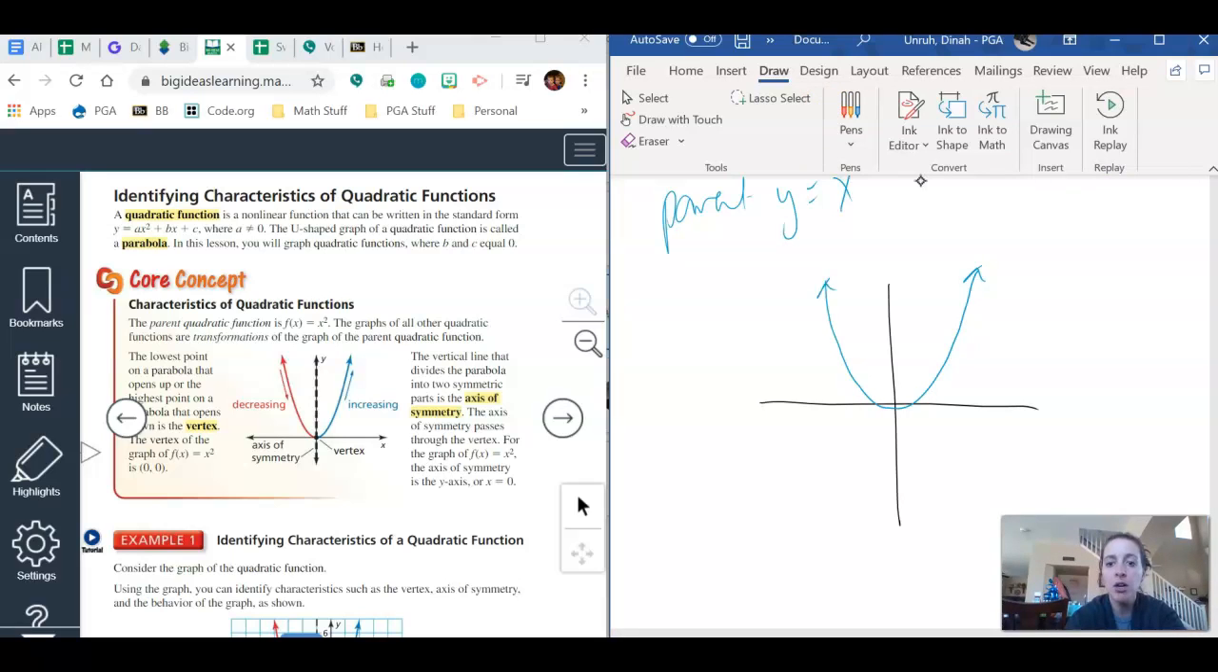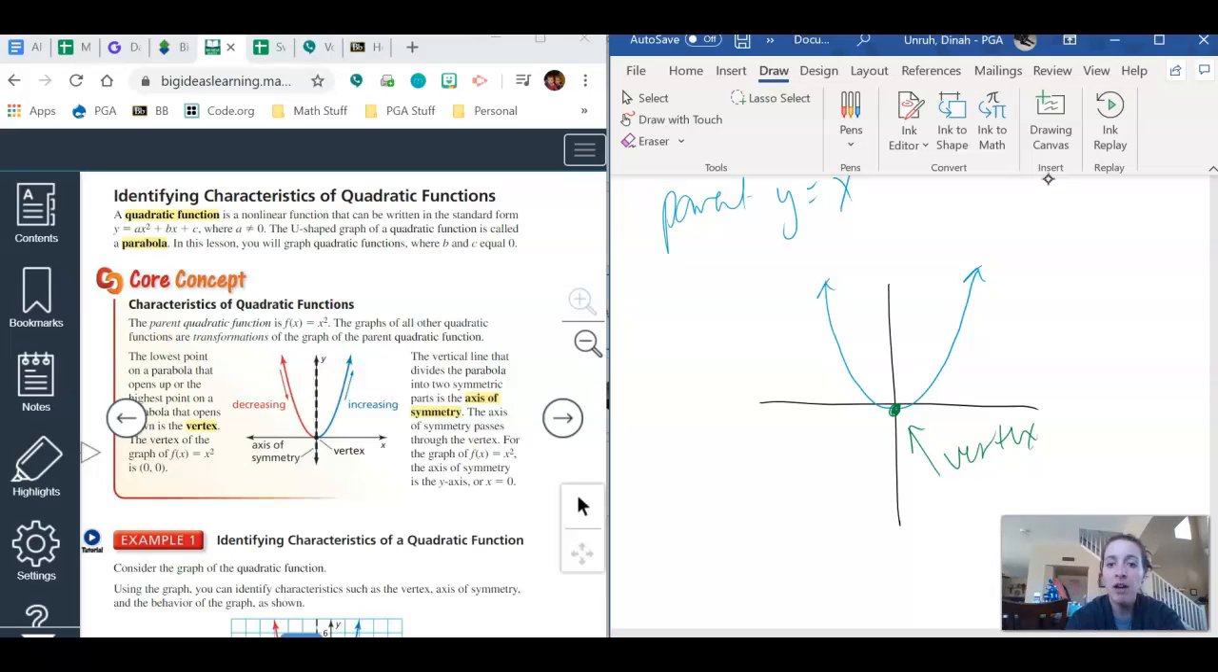And we want to keep those arrows because it does continue on in both directions. Then we have this point where it changes direction. Okay, that's called the vertex. The vertex is where it changes direction, and you'll see that the vertex can either be at the top or the bottom, and we'll talk about that again later. So just know that the vertex is where it changes direction.